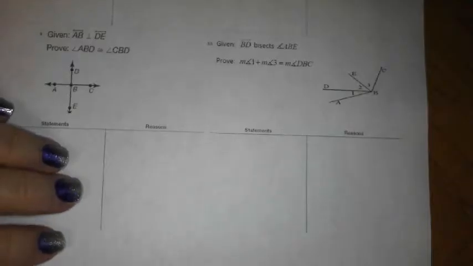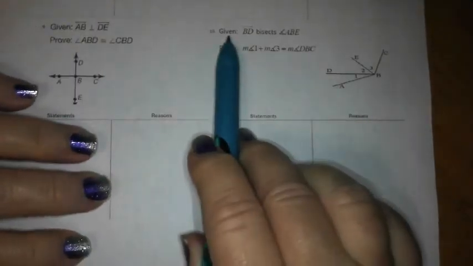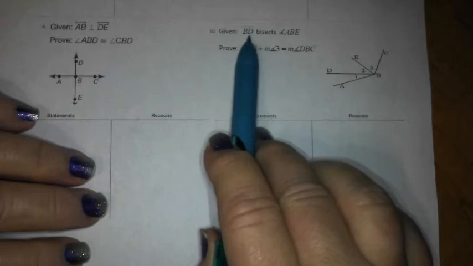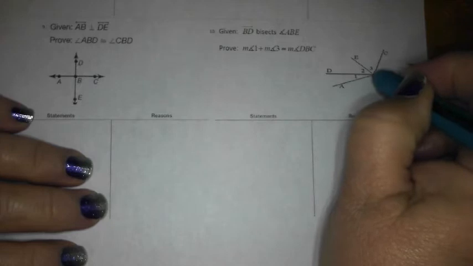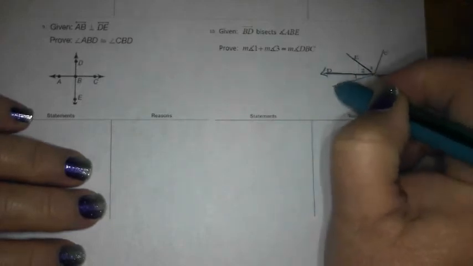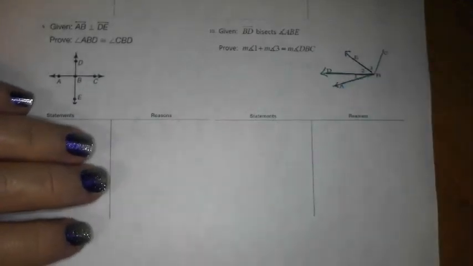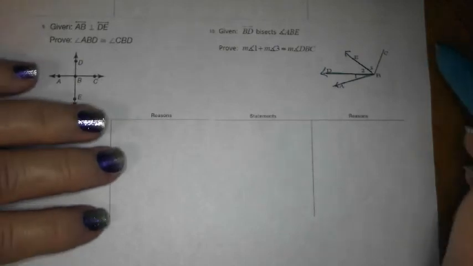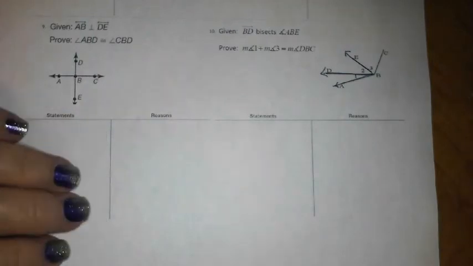So here's a geometry proof. It's number 10 on the back of the homework. So I thought I'll just work this one out with you, and maybe that'll get you started. This one says we're starting with the fact that ray BD bisects angle ABE. So here's ray BD, and it bisects angle ABE. Now I realize that might not look perfectly like a bisector, but we're not judging by what it looks like, we're judging by what we're told. We're told it's a bisector, so it's a bisector.